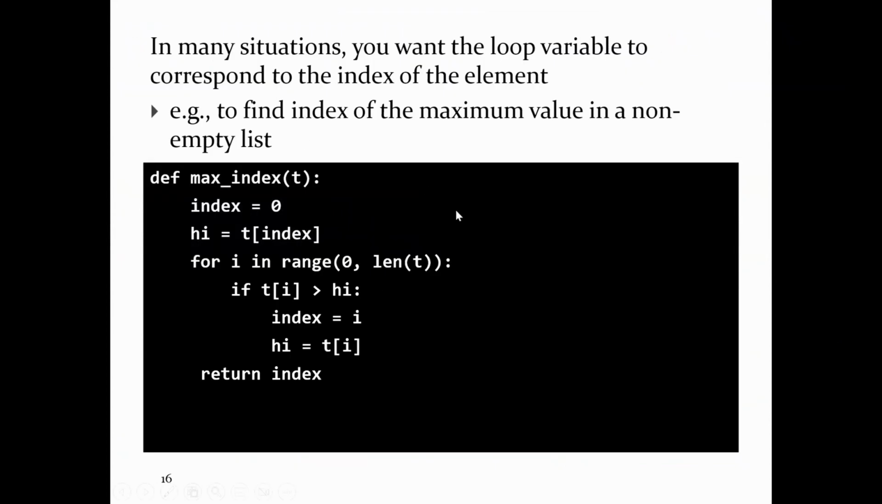Okay. So this function here is supposed to return the index of the maximum value in the list. Often when you're looking for the max or the min or some other specific value, it's not the value that you're looking for, but rather the location of the value. So here I want to find the index of the element.